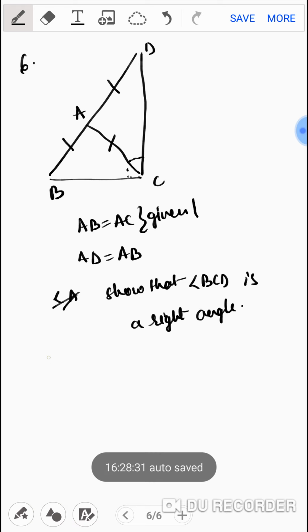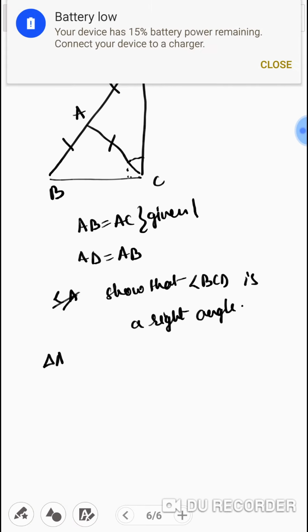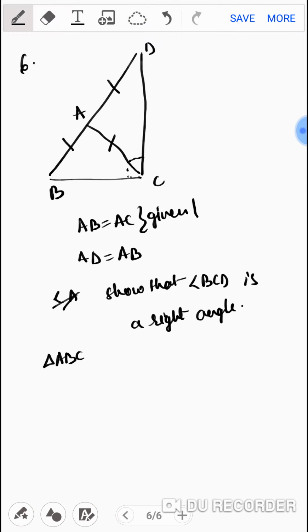Now you have to consider triangle ABC, and in that if you have AB is equal to AC, naturally it's an isosceles triangle. AB is equal to AC. Can I take angle ABC is equal to angle ACB? Because in an isosceles triangle base angles are equal.